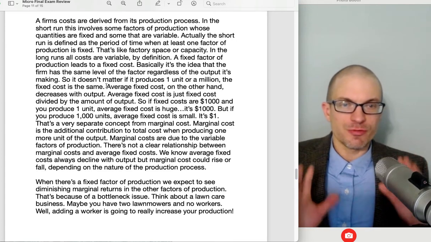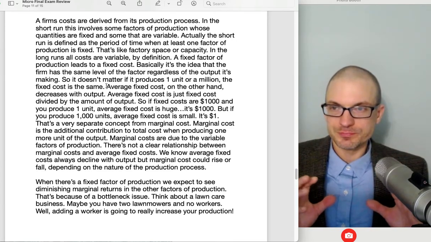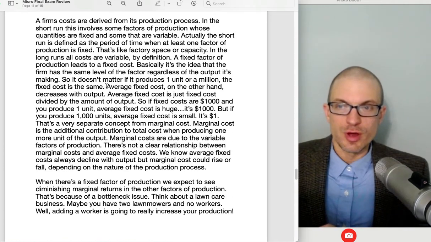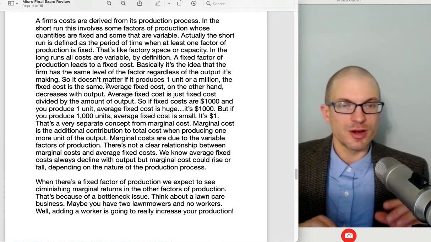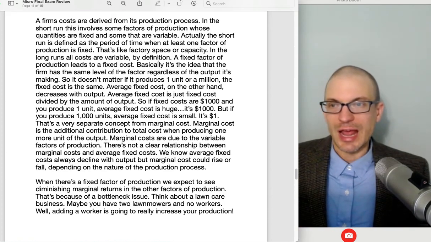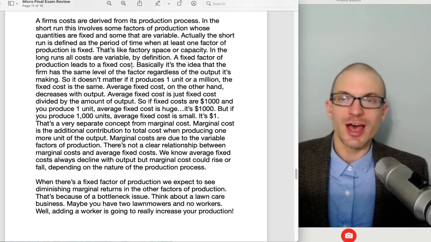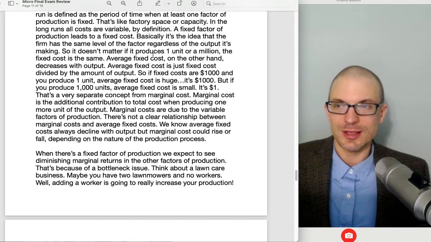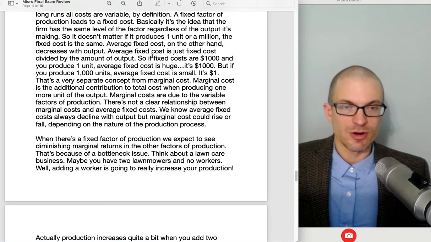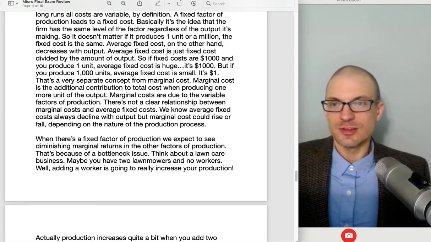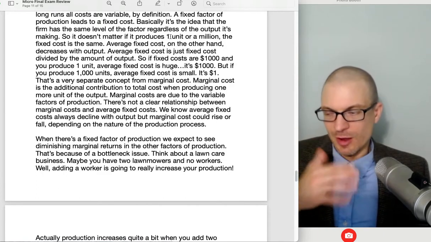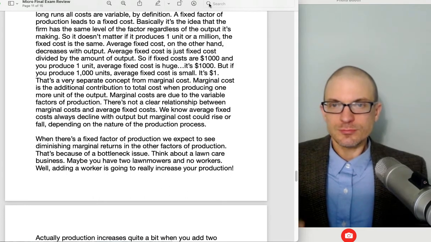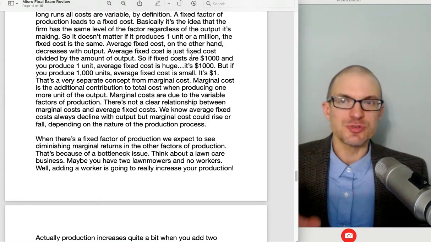All right, so then I'll talk about firm costs and market structures. So a firm's costs are determined by its production process. In the short run, this involves some factors of production whose quantities are fixed and some that are variable. And actually, the short run is defined as the period of time when at least one factor of production is fixed. This is like factory space or capacity. In the long run, all costs are variable just by definition. Basically, the idea is when the firm is able to vary its use of inputs, we've moved to the long run. A fixed factor of production leads to a fixed cost.